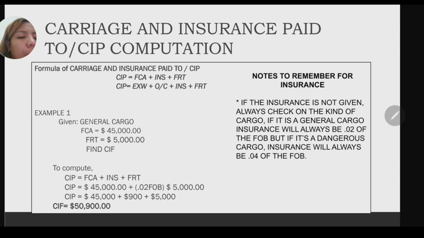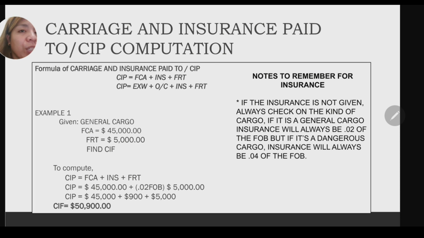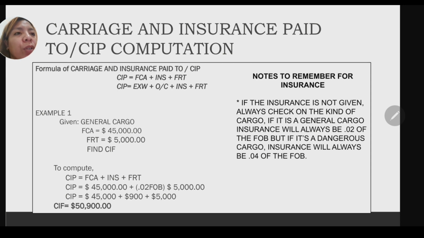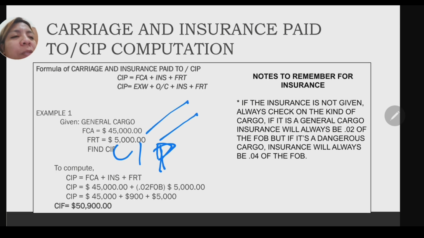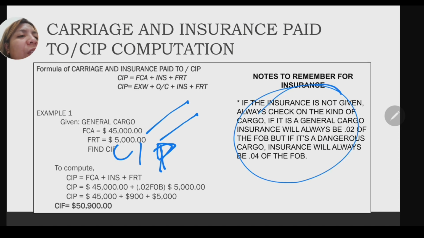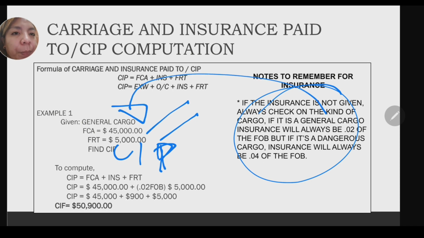So this is a given example. It's a general cargo shipment, and the FCA value is 45,000, and then the freight is 5,000 US dollars, and we are looking for our CIP. Since we already have the FCA value and the freight value, the CIP formula is FCA plus insurance plus freight. We do not have an insurance value. So it says here in the note that if you do not have a given insurance, check for the kind of cargo. In this case, it is a general cargo.